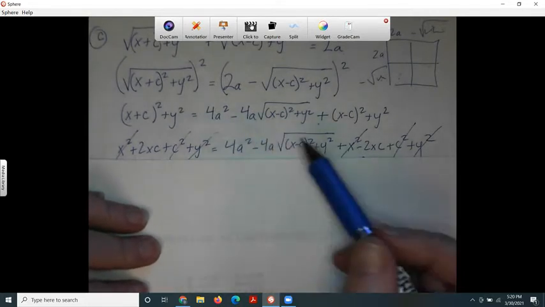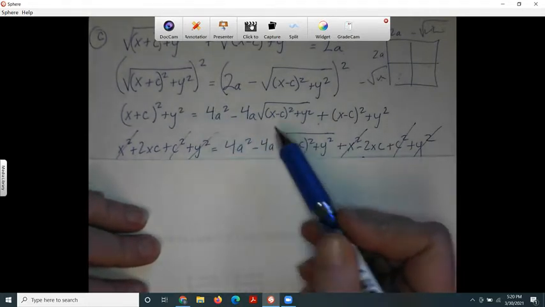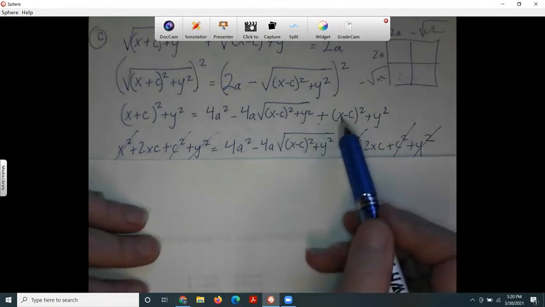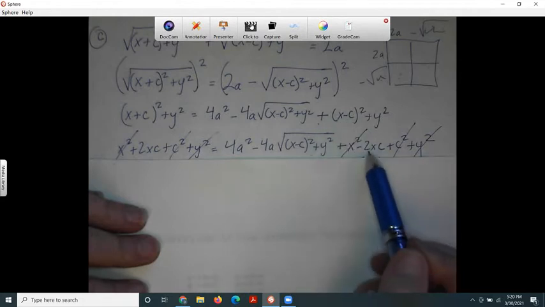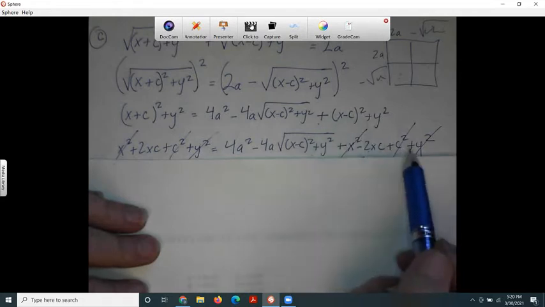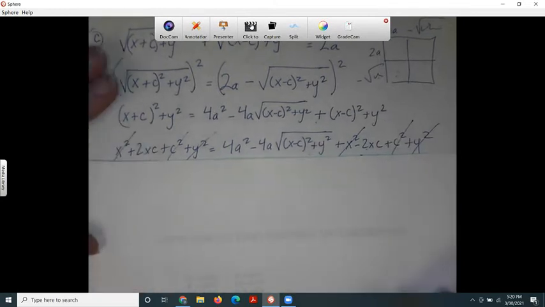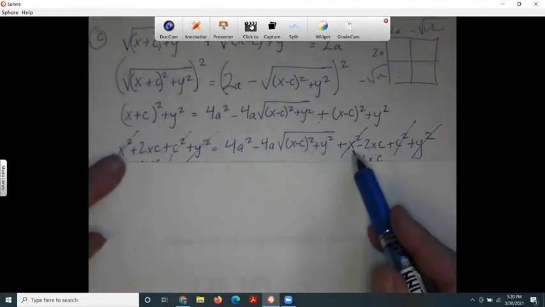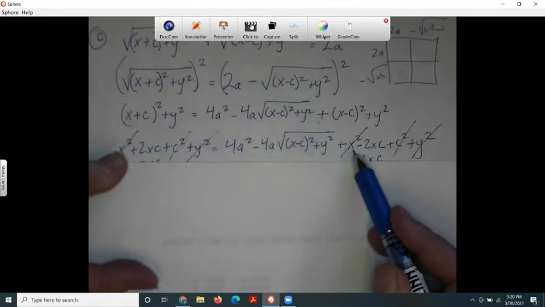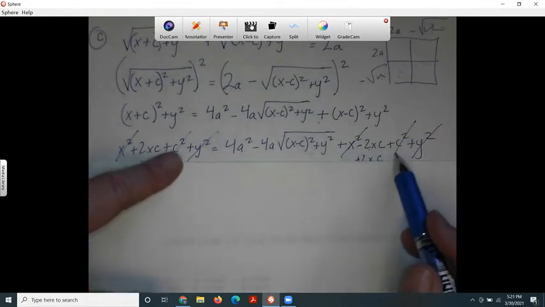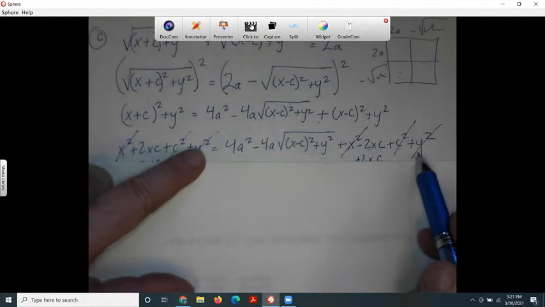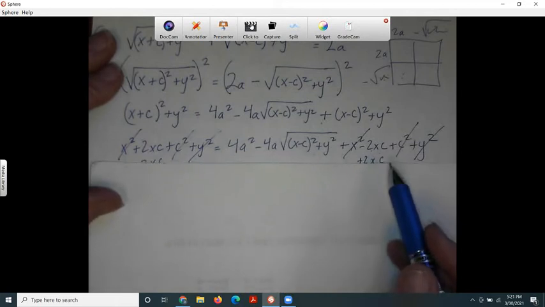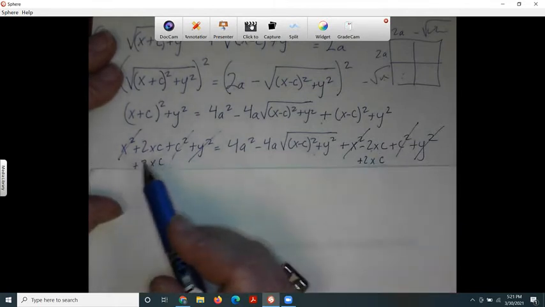And then there's my 4a, and then I wrote this down. I squared this out, so that would be x squared, and then x times negative c times 2, negative 2xc, and then c squared. But then I realized that I had x squareds on both sides, so I just wrote a line through them and canceled them out. I got c squareds on both sides, and I got y squareds on both sides. And then I realized I had a 2xc over here and a negative 2xc over here. So I'm adding 2xc to both sides of the equal sign.